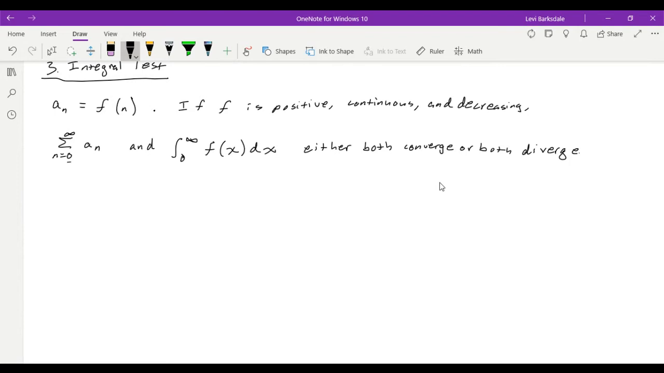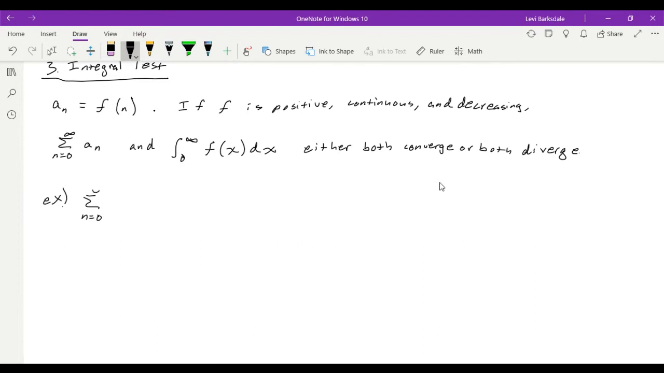And in this case, the n equals 0 and your lower bound on the integral of 0 would both just be your starting point. So if in your series you had a starting term of n equals 5, that would be the lower bound on your integral as well. So let's do a quick example.